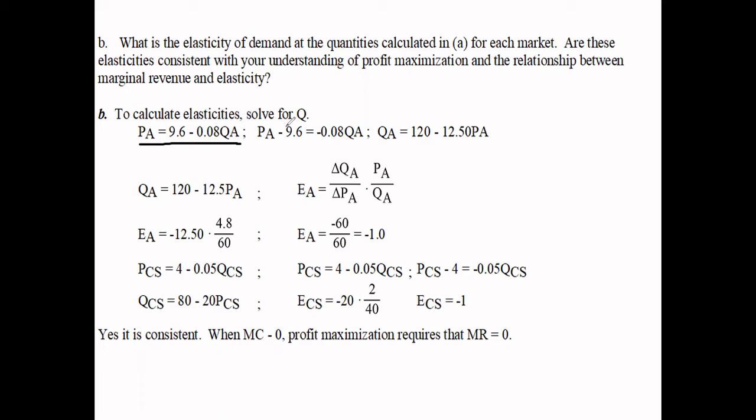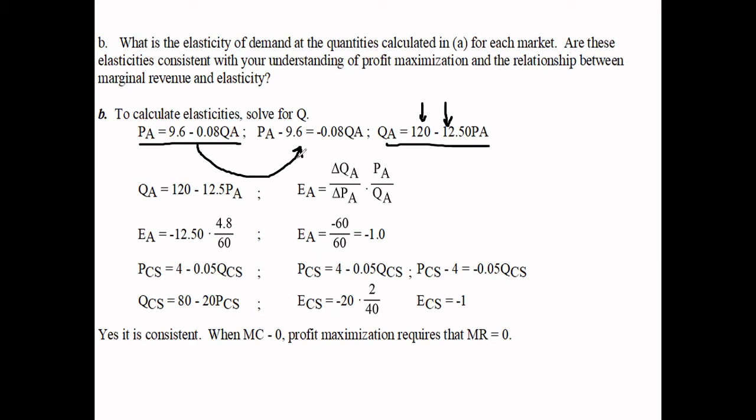So I will do the inverse demand, using this equation PA. I will take QA on one side in order to put the equation in terms of a constant and find the slope, in order to find the elasticity. So I start with the equation and change it to have the quantity on one side. After rearranging, it will be QA equals 120 minus 12.5 PA. So this is my equation.